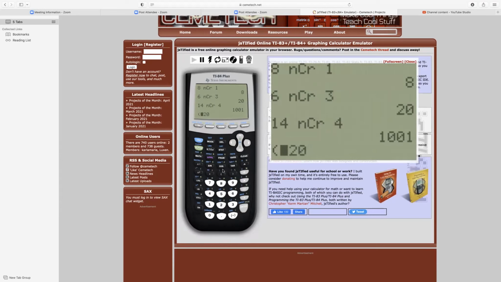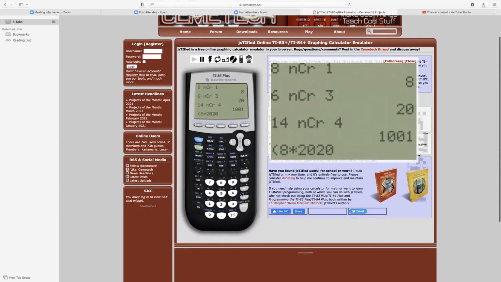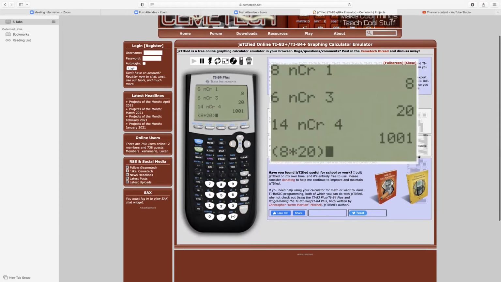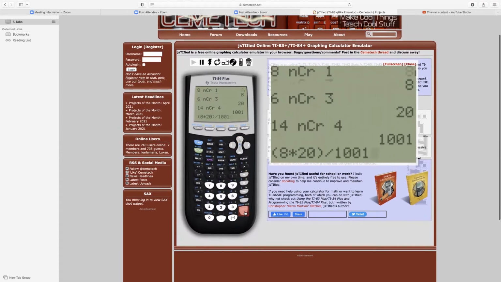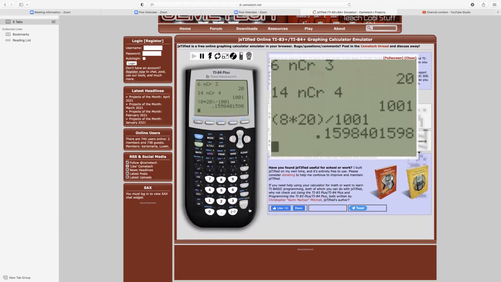So this is this 8 times 20, and then this divided by this value, and I should get my answer. So I get 0.1598. Okay, so that's the answer for the first one. So let me go back to the slide so you can understand what I'm doing.